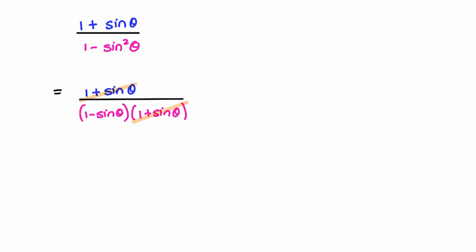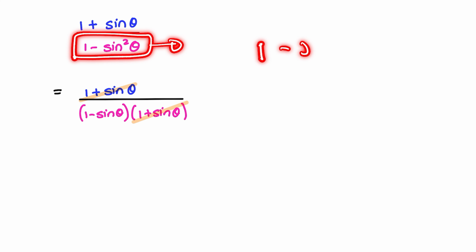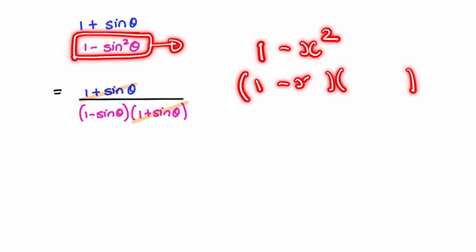So if we look at the denominator, we can see that 1 − sin² θ is actually a difference of 2 squares. So let's say, for example, we had 1 − x², and I ask you to factorize that. You would say that's (1 − x)(1 + x). And that's pretty simple to see.